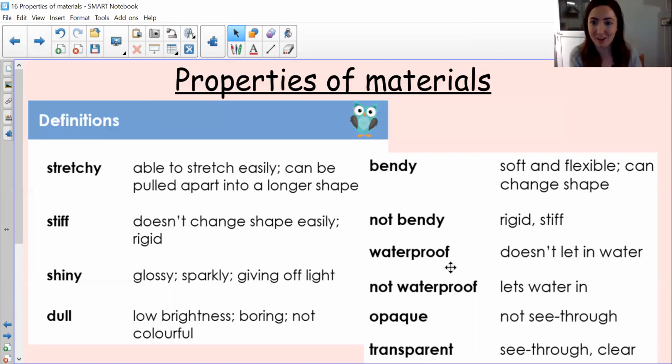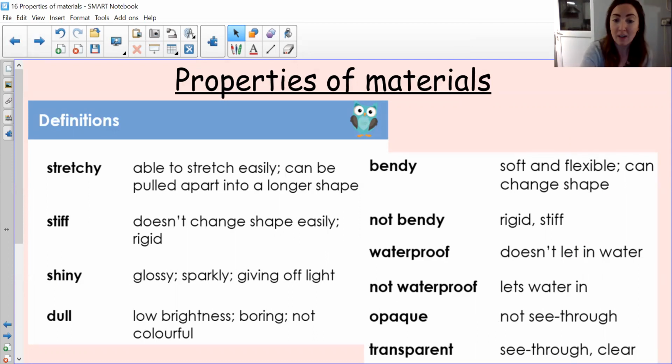Waterproof, we know lots about that word, doesn't let water in. Not waterproof, lets water in. And then these two new words that we didn't look at last lesson in science, we have opaque, which means not see-through. So for example, I would say that this banana is opaque. I can't see through the banana.